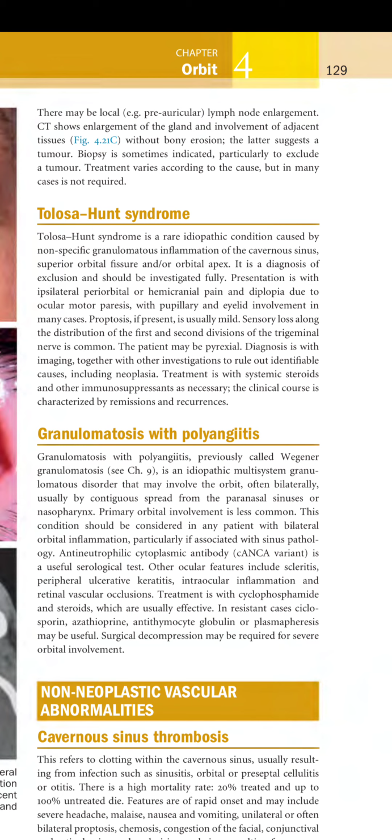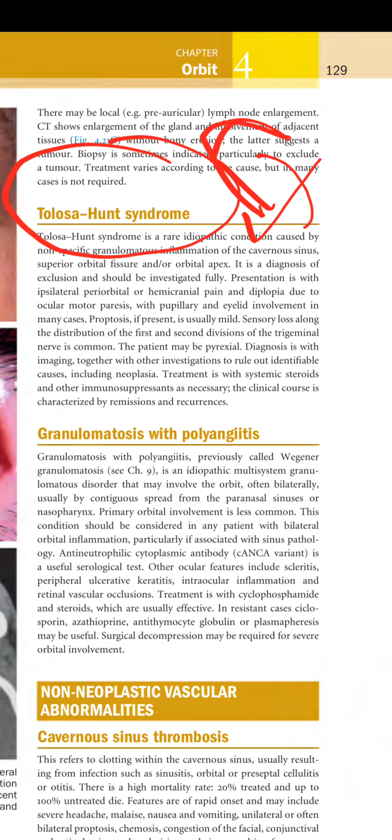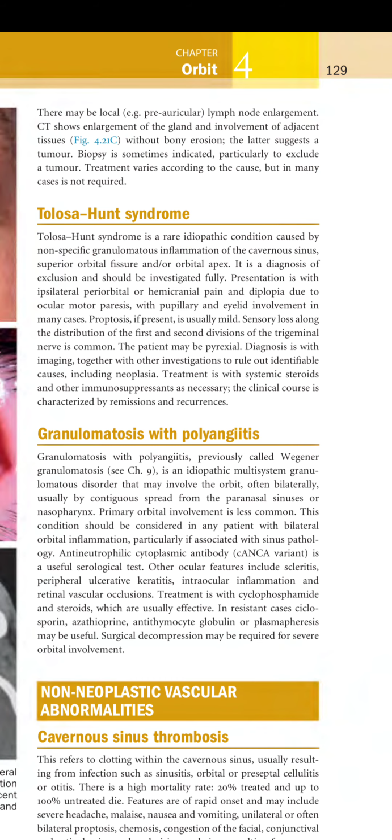Tolosa-Hunt syndrome is a rare idiopathic condition caused by a non-specific granulomatous inflammation of the cavernous sinus, superior orbital fissure, and/or orbital apex. It is a diagnosis of exclusion, so very important: when you rule out every other diagnosis of ophthalmoplegia or inflammation, you can say it is Tolosa-Hunt syndrome, and it should be investigated fully.